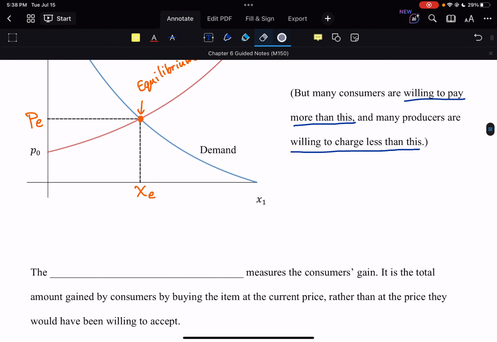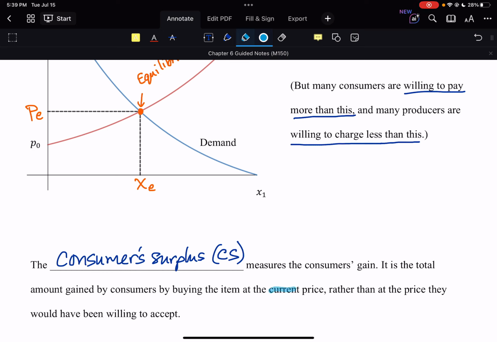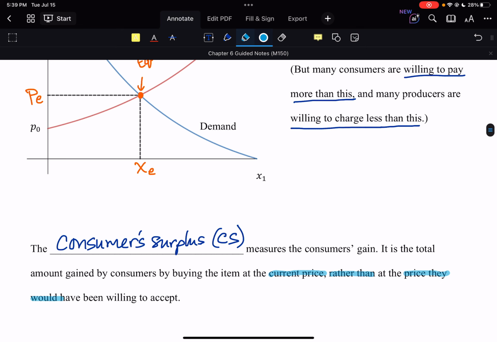So the consumer's surplus, often abbreviated CS, measures the consumer's gain. It is the total amount gained by consumers by buying the item at the current price rather than the price they would have been willing to accept.